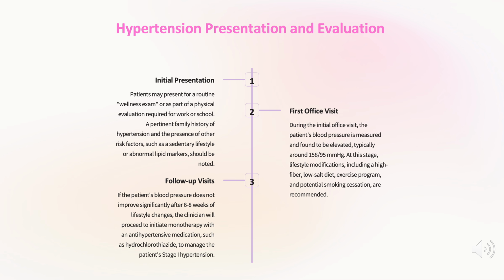However, if the patient's blood pressure doesn't show significant improvement after 6 to 8 weeks of lifestyle changes, it's time for a follow-up visit. Here, the clinician may proceed to initiate monotherapy with an antihypertensive medication like hydrochlorothiazide to manage the patient's stage 1 hypertension.